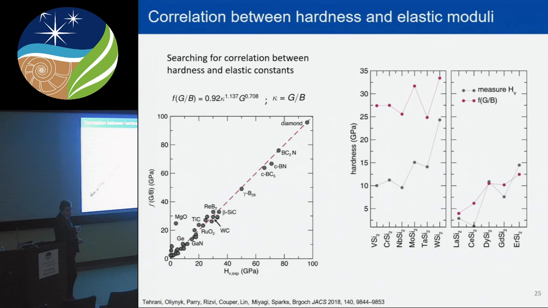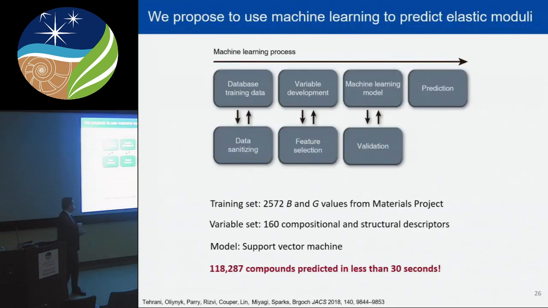For some materials, we can see the qualitative relationship of hardness to bulk and shear modulus, but for some materials it is not even qualitative. Quantitatively, they are way off. That's why we need a new formula that correlates hardness to bulk and shear modulus.